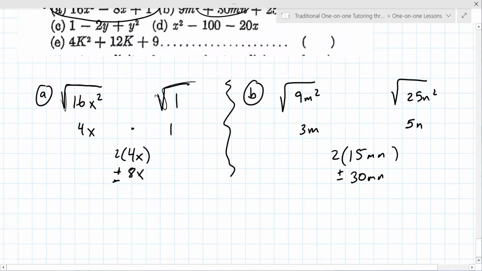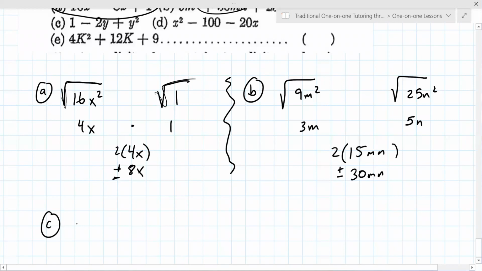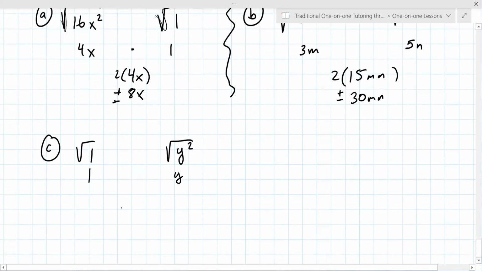All right. On the C, you take the square root of the first term and the square root of the last term. You get 1 and y. You multiply them together, then you double it. So that's 1y doubled, which is 2y, plus or minus. You go back and look and you say, oh yeah, that's there.